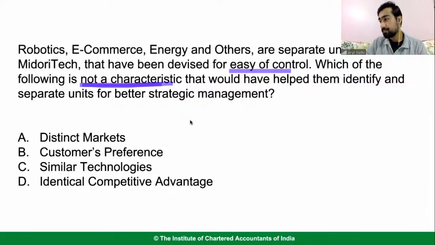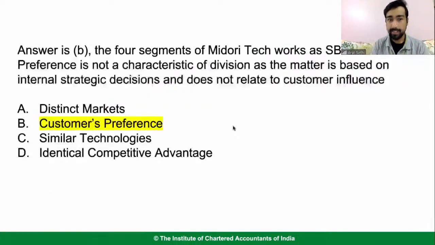Okay. What are your answers? Distinct market, identical competitive advantage. Okay. Similar technology, distinct market, similar technology. What about others? Where are the others? Have you gone to look for the answer in the booklet now? Okay, similar technology. No, the answer is customer preference, right?